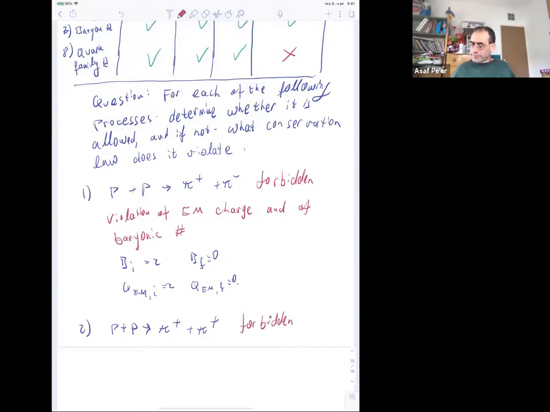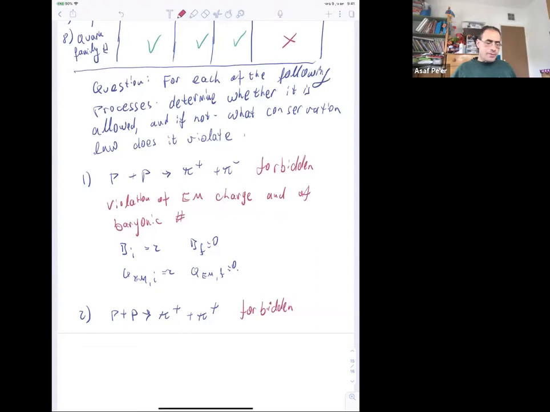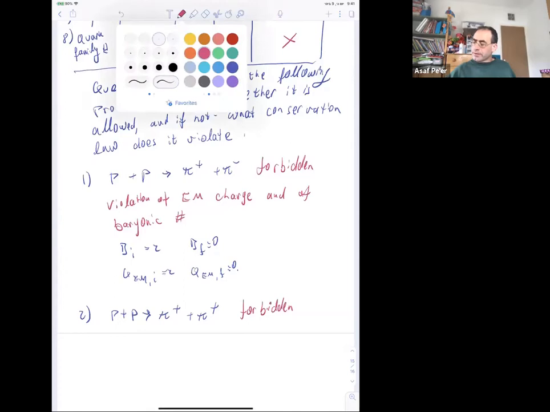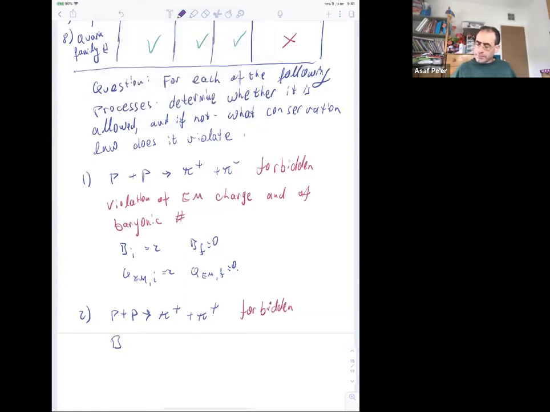I mean, the pions are also made out of quarks, right? But the baryonic number of the protons, B proton is 2, and plus 2, right, which is different than B of the pions, pion plus, pion minus, which is 0. Right? As far as the electromagnetic charge, there is no problem.